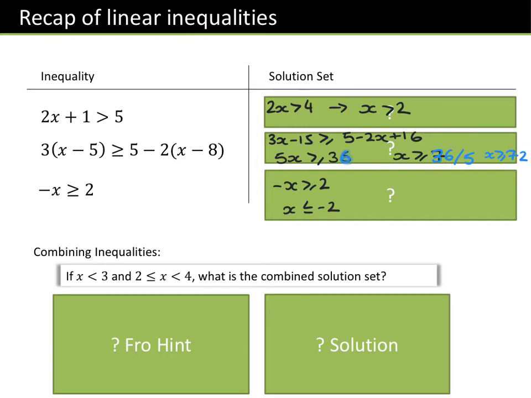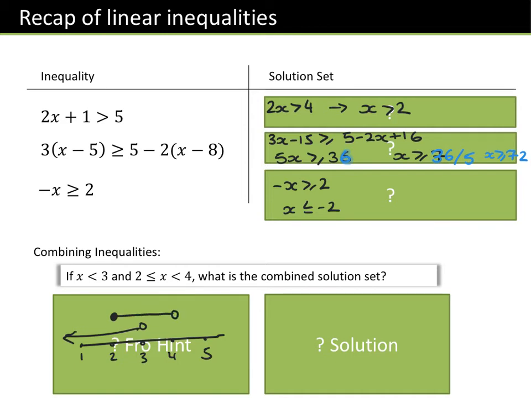Okay, then for the next one, we have x is less than 3 and 2 is less than or equal to x, which is less than 4. If we combine them, I'm just going to draw this on a number line to show us. We have 1, 2, 3, 4, 5. If we think about x is less than 3, so we have less than 3, right? But then we have x is greater than or equal to 2, but less than 4.